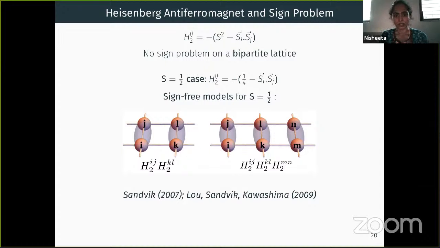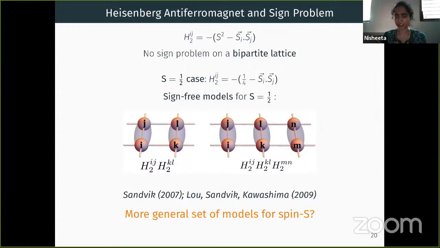So that's how we get sign problem free models for spin half. And so now you can ask, how do you get sign problem free models for higher spins? One way is just take a product of H2IJ on more than one bond, just the way we do for spin half. But our question was, is there a more general set of models for spin S?